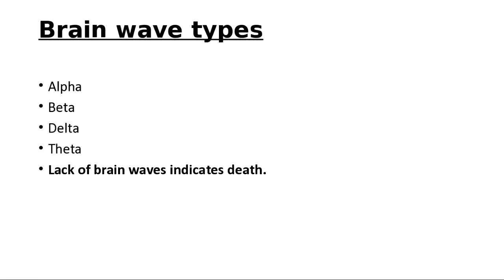Okay, brain waves. Alpha is chilling out. Beta is a little more active. Delta, more common in children. Theta, you're sleeping. I think I got that one right. Lack of brain waves means that you're dead.